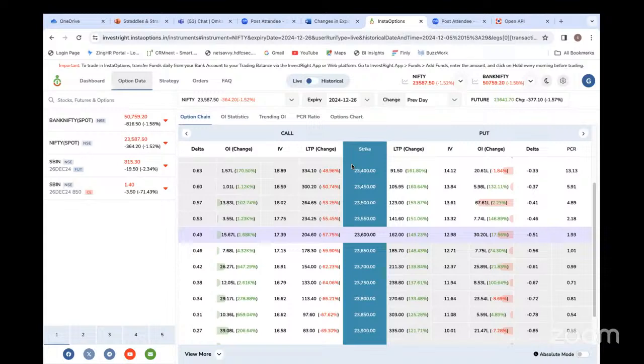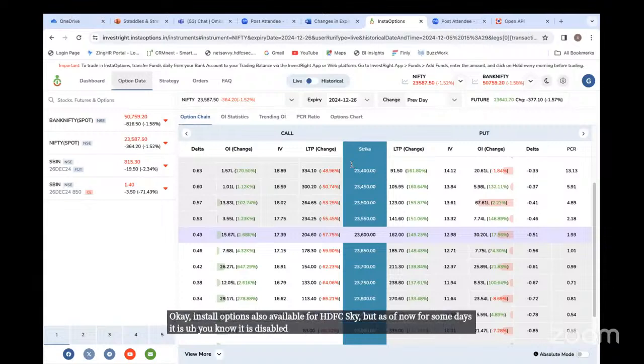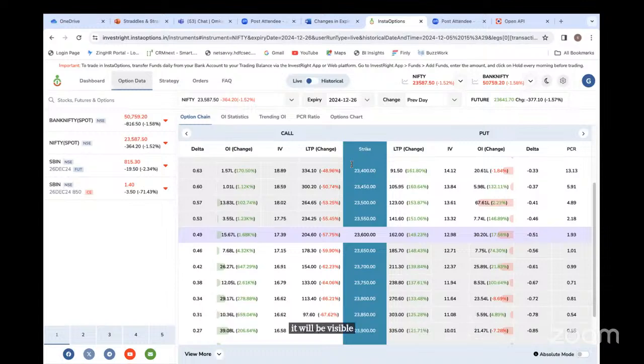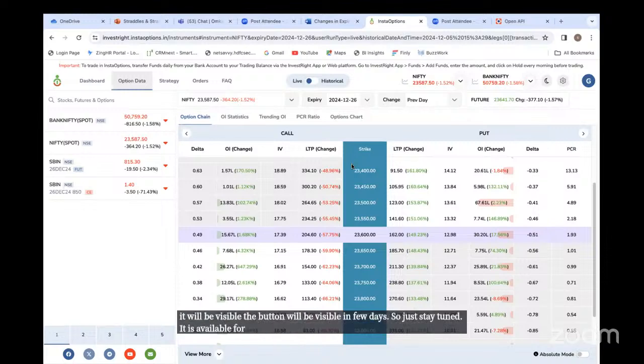Insta Options is also available for HDFC Sky, but as of now, for some days it is disabled because some work is going on in the website backend. The button will be visible in a few days. So just stay tuned. It is available for HDFC Sky users as well.